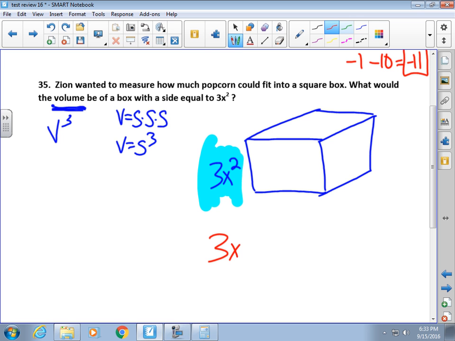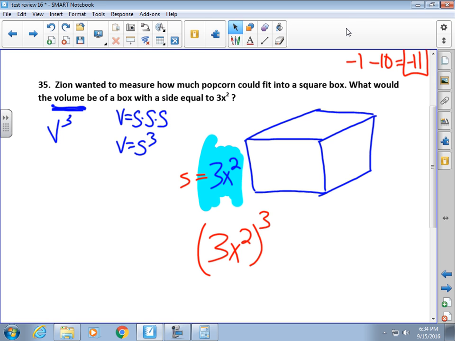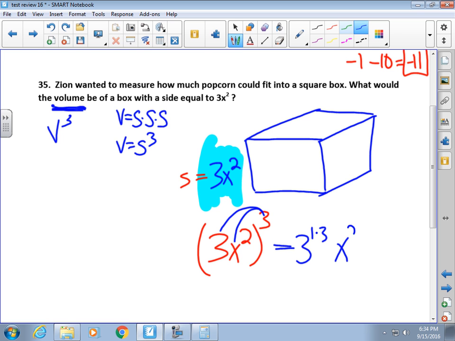So 3x to the second power. I got to cube this side. Cubed. All right? So whatever I have, when I'm plugging stuff in, I put it in parentheses because sometimes it's more than just one digit. So now what do I do? Well, remember the rainbow? It needs to go to each base. So I got 3, 1 times 3, and then I got x, 2 times 3. 3, 1 times 3 is going to be 3 to the third power, and x, 2 times 3 is going to be x to the 6th.